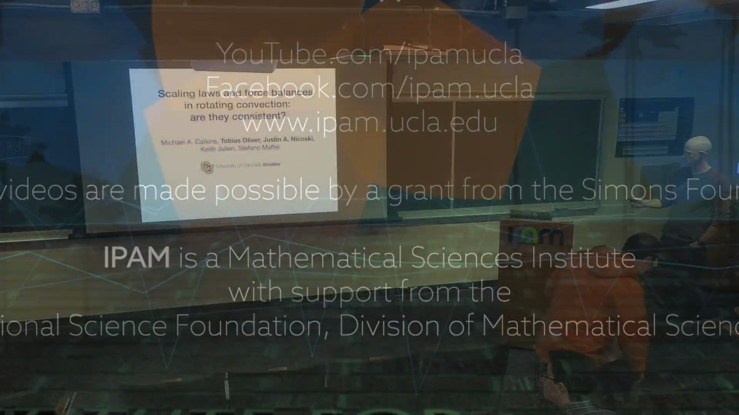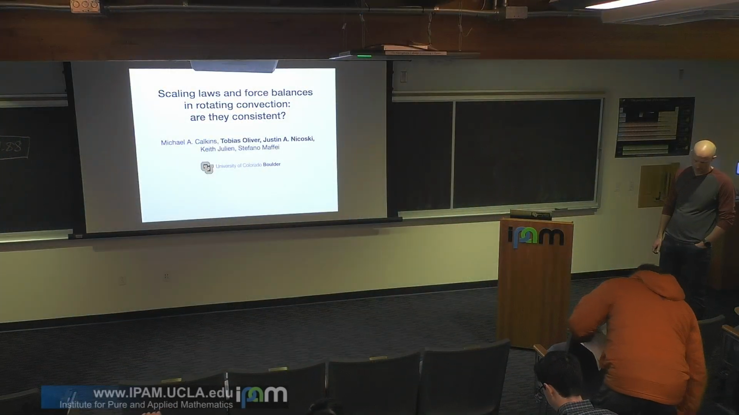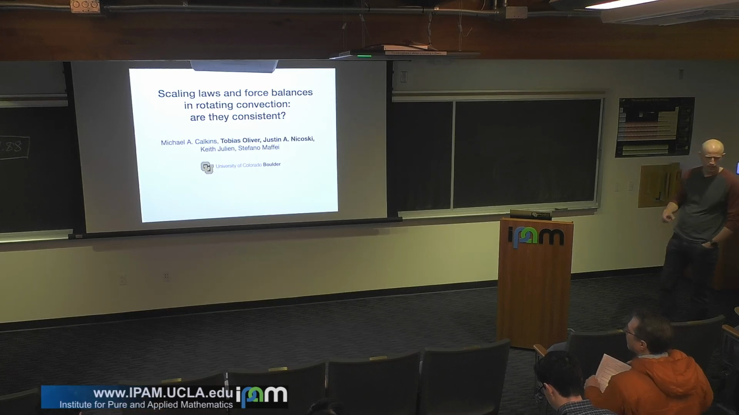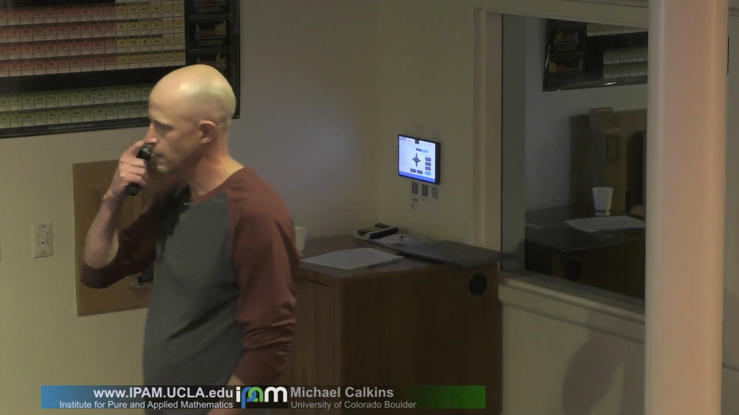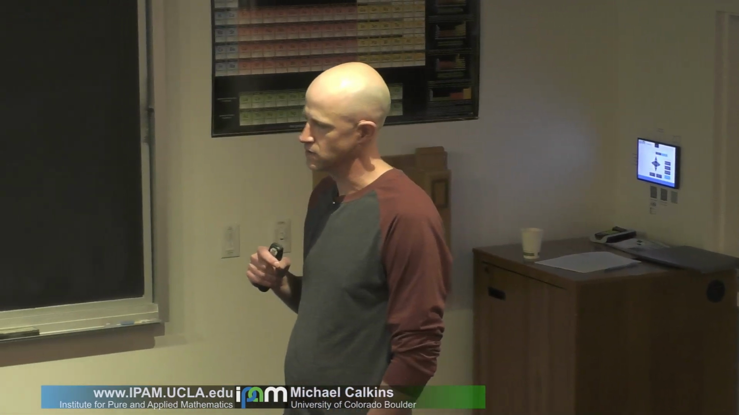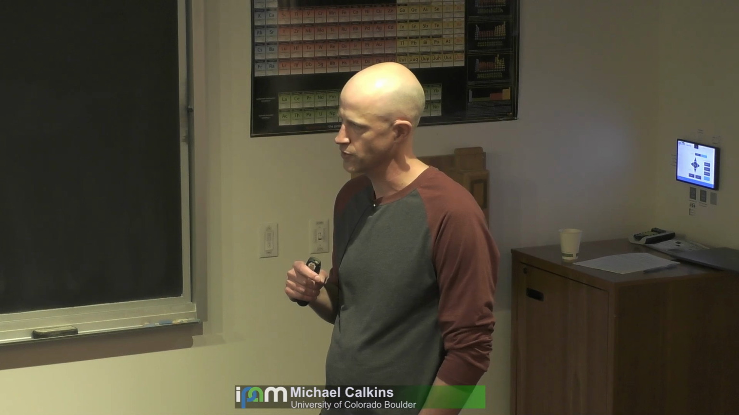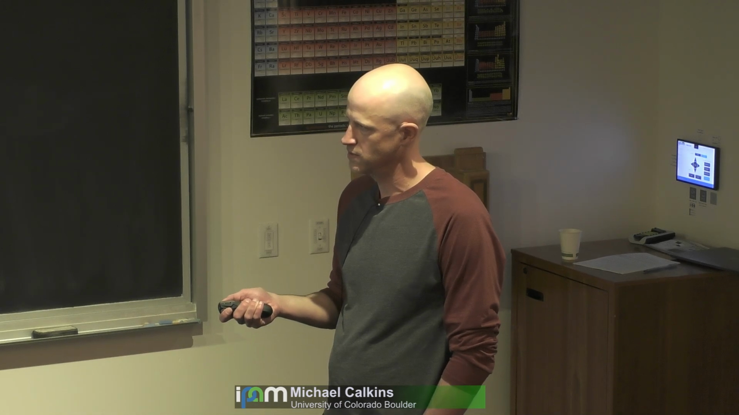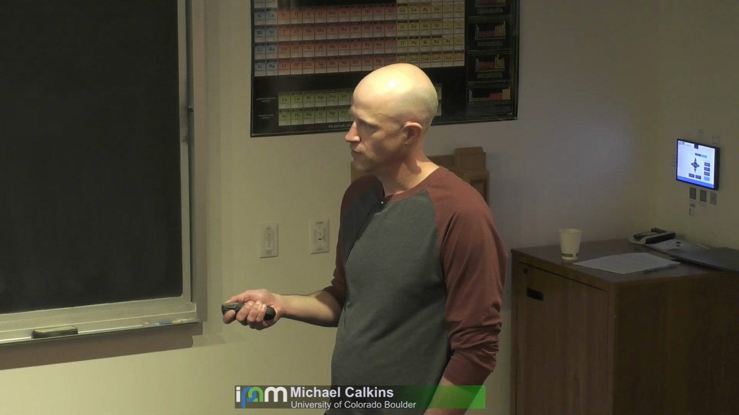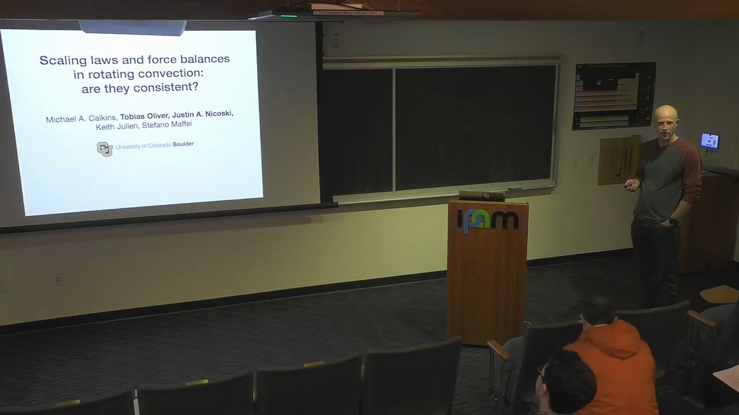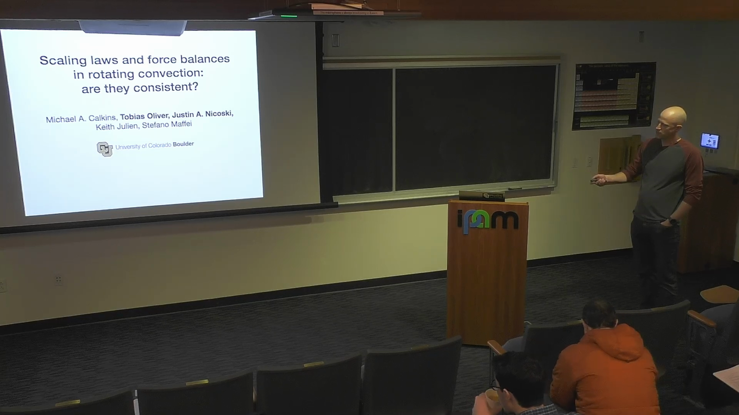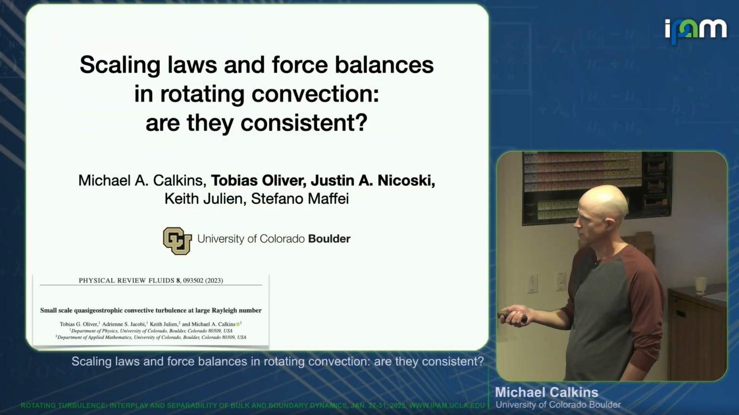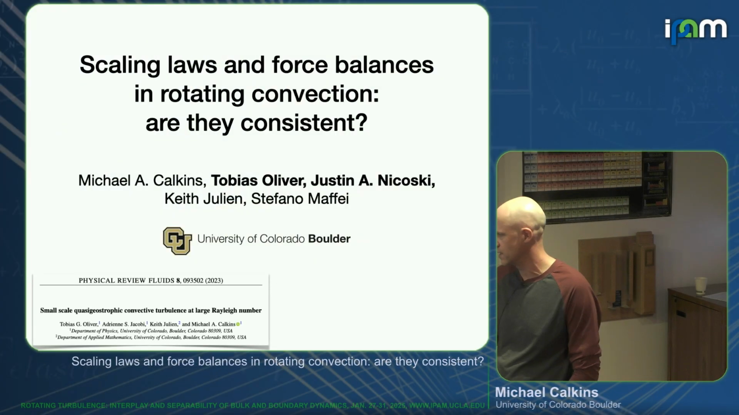Thanks, John. So yeah, I'm going to talk about some studies that we've done in rapidly rotating convection in both plane layer, QG, and as well as spherical shell geometry. A lot of the work here was carried out by these two very bright, very hardworking grad students, Tobias Oliver and Justin Nikoski. And of course, a lot of this work was done with Keith, mainly this one here. So I'm going to talk about these two studies primarily.